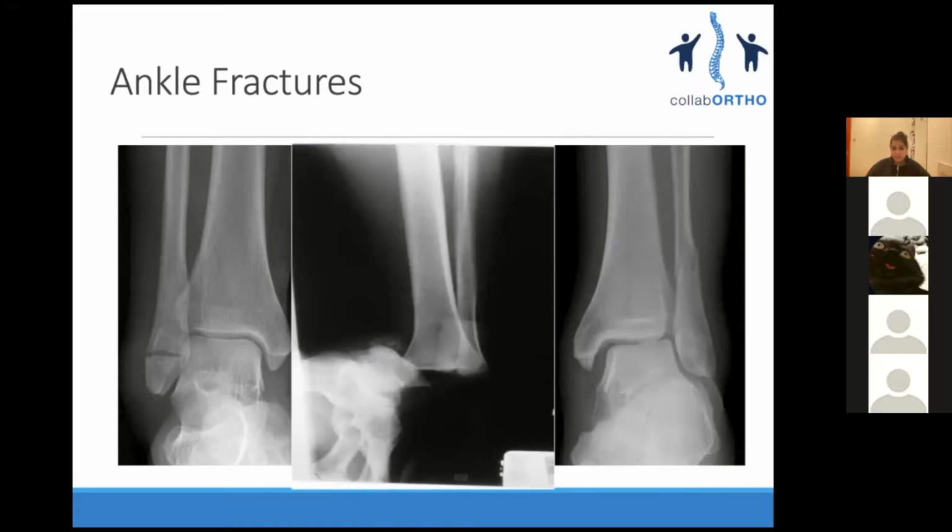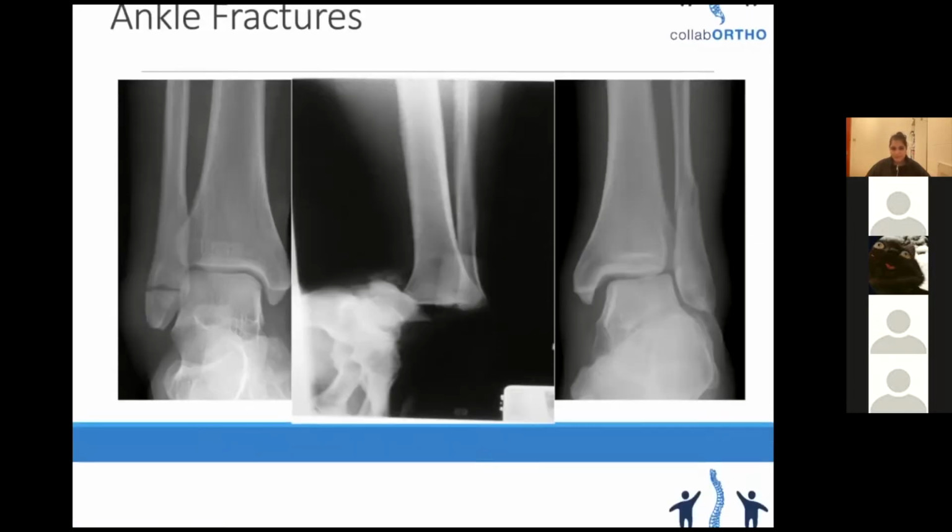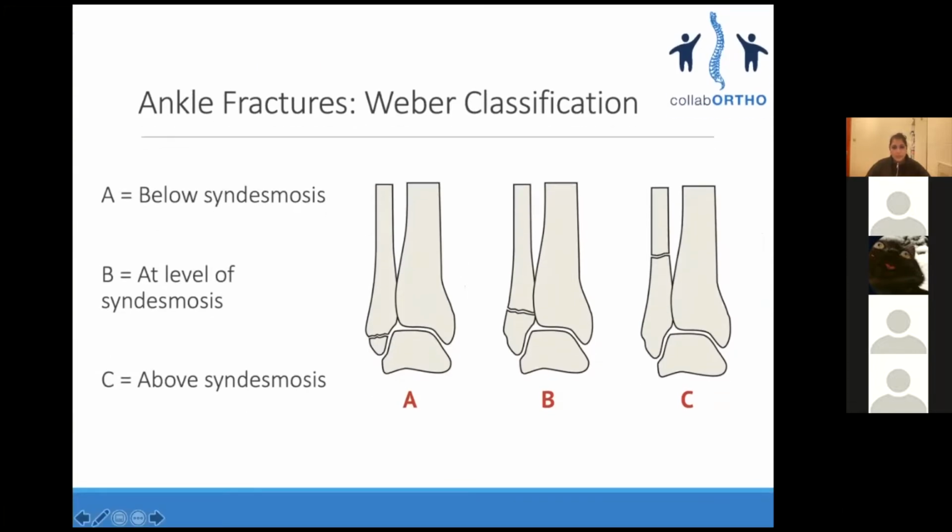Just describe what you see. It's significantly displaced. Yeah, fracture dislocation. Exactly. So this is a fracture dislocation. Bad sign. Good. So, very quickly going through classification.